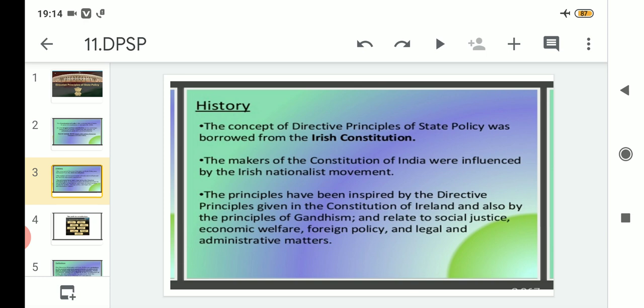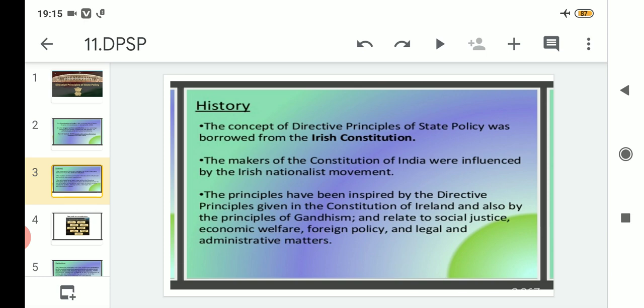The principles have been inspired by the directive principles given in the Constitution of Ireland, and also by the principles of Gandhism, and relate to social justice, economic welfare, foreign policy, and legal and administrative matters. So what are the good things actually? I have told you earlier that our framers were inspired by many good ideas, some of the points that were good in the American Constitution, some that were good in the Soviet Constitution. Likewise, they collected many good things from different constitutions. That's why our Constitution is known as the borrowed constitution.